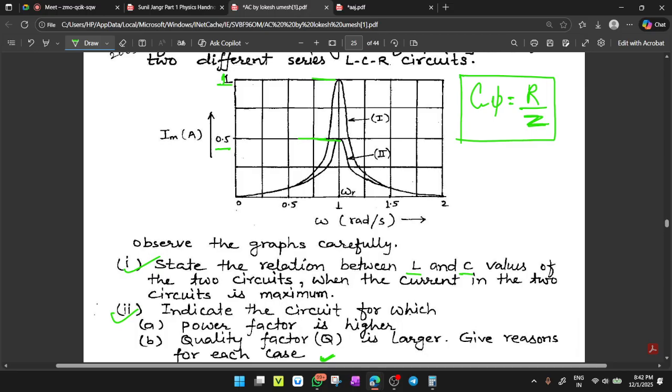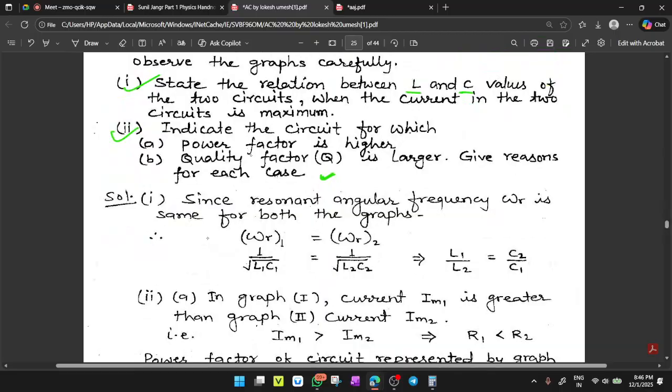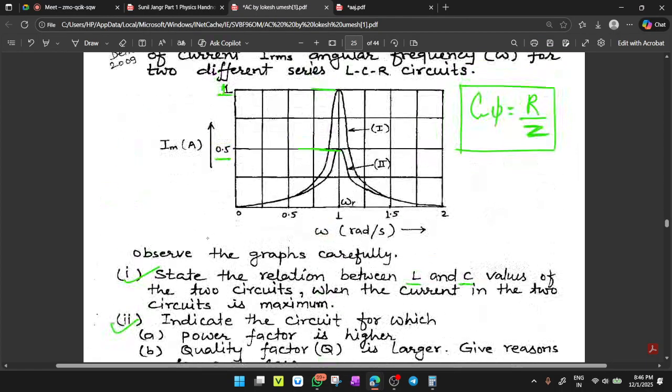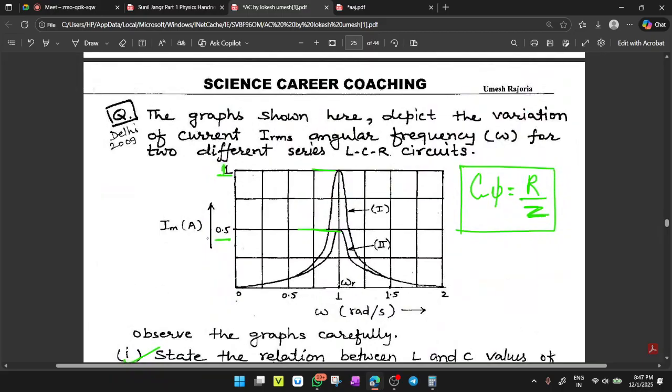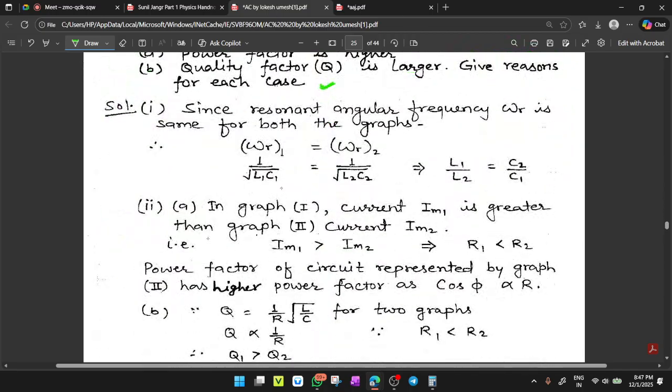Done. Do it, okay students. So see the solution. The resonant angular frequency omega r is the same for both the graphs. Here the resonating frequency for both the graphs is equal. So we can consider omega r1 equals omega r2. So under root L1 C1 equals under root L2 C2, or L1 upon L2 equals C2 upon C1. So this may be the ratio.